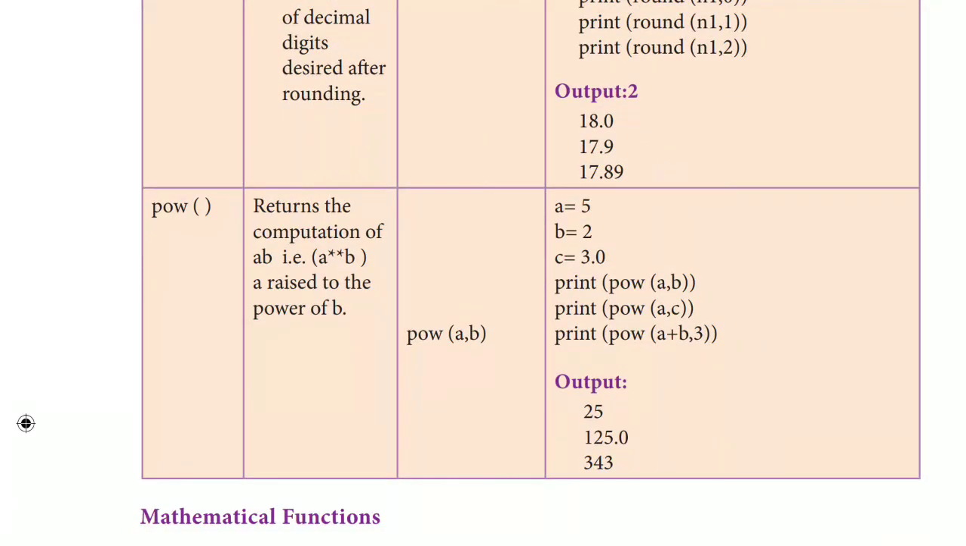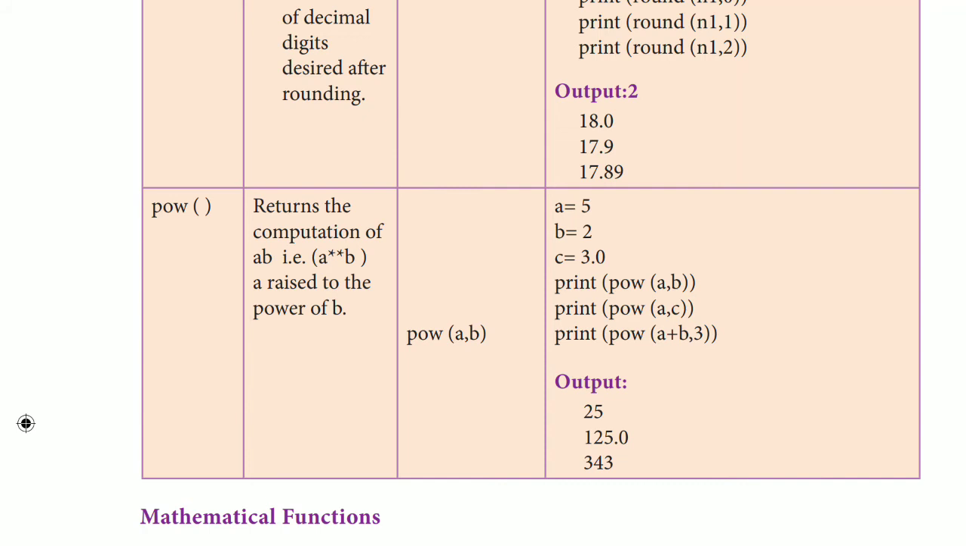Next is the power function. Here you can see that a is equal to 5, b is equal to 2, and c is equal to 3.0. Power a comma b means a to the power b. So 5 to the power 2 will be considered, and 25 is printed.